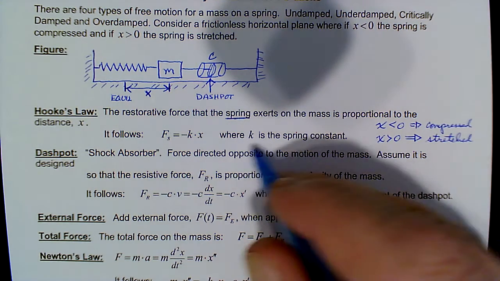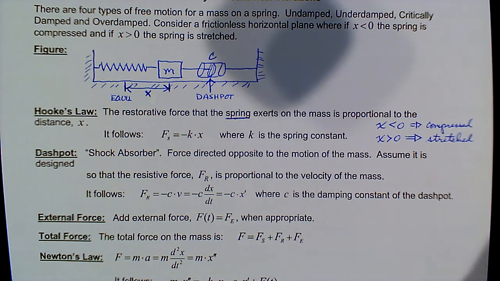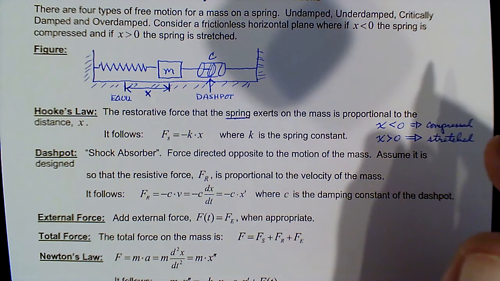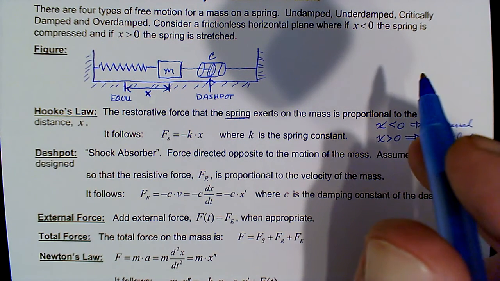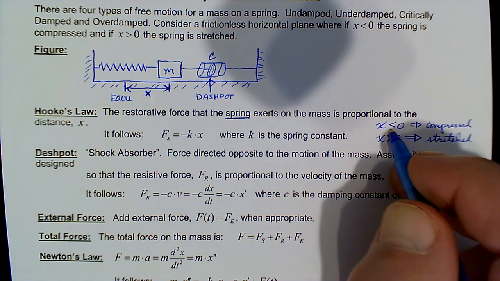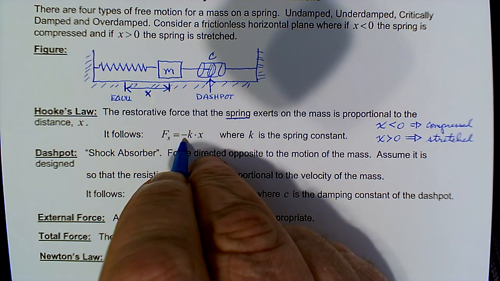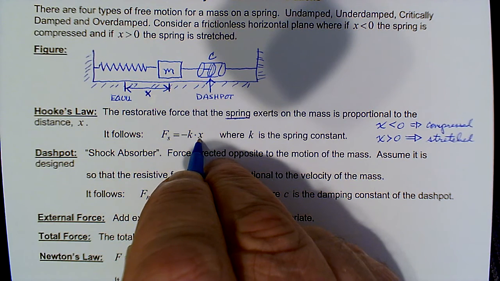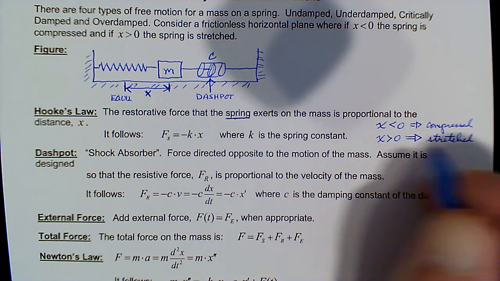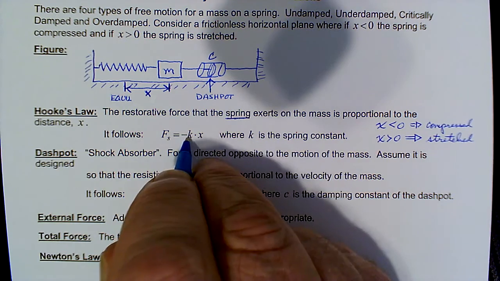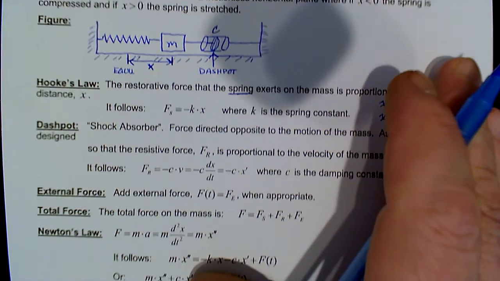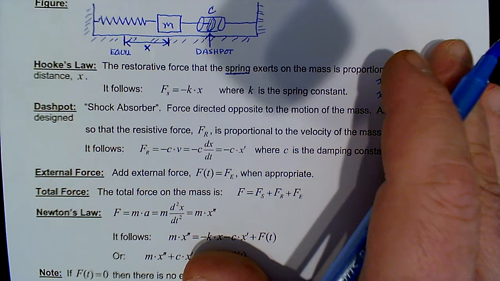So if the spring is compressed in that direction, it's going to have a restorative force that's positive, because x is going to be less than 0, which would make this negative, and the x that's negative a positive. And if it's greater than 0, the value of x, then it's stretched out, so then the force is going to go to the left. And that's where k is the spring constant.